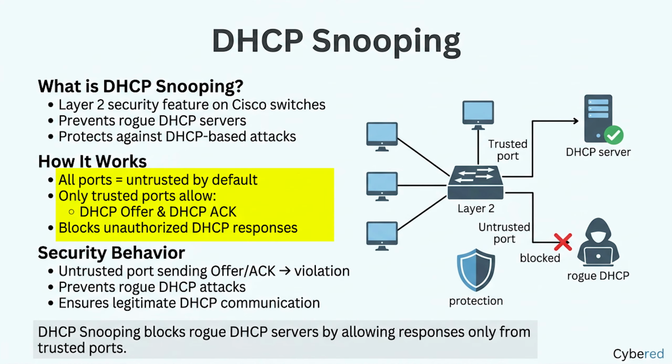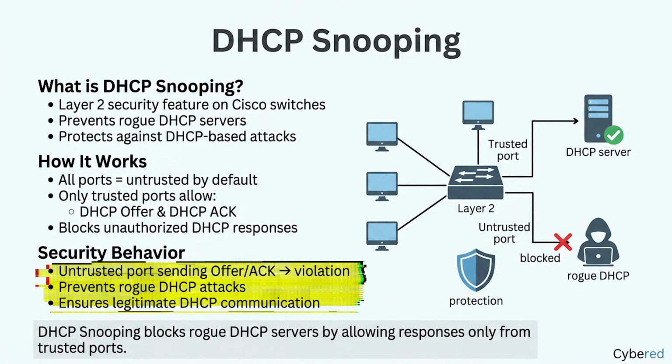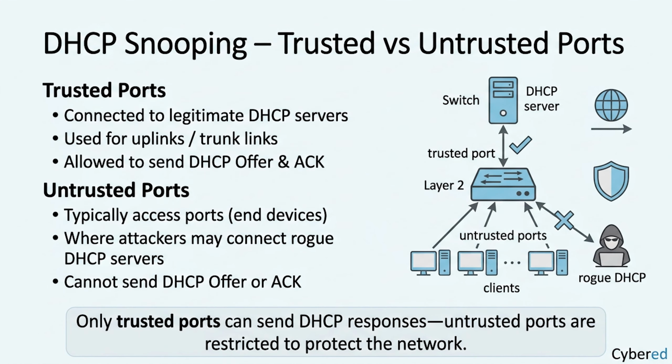How it works: all ports are untrusted by default. Only trusted ports can send DHCP offer and DHCP acknowledgement. If an untrusted port sends these, a violation occurs. Trusted ports connect to legitimate DHCP servers and uplink trunk links. Untrusted ports are access ports and end devices, where attackers may connect rogue DHCP servers.